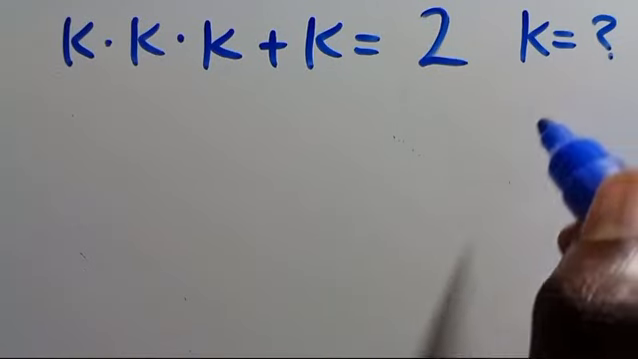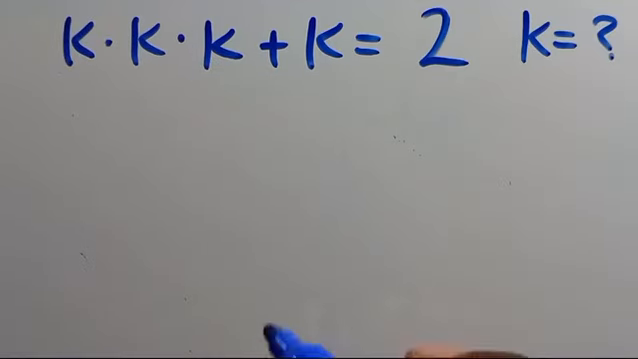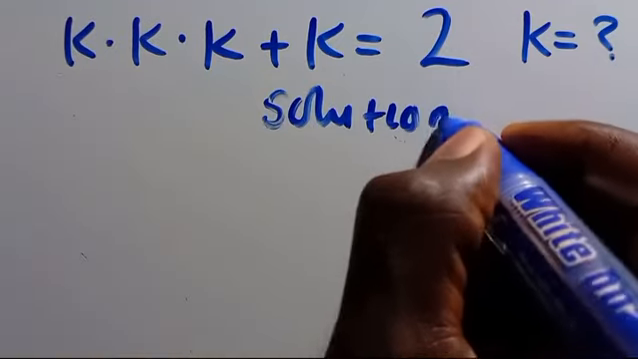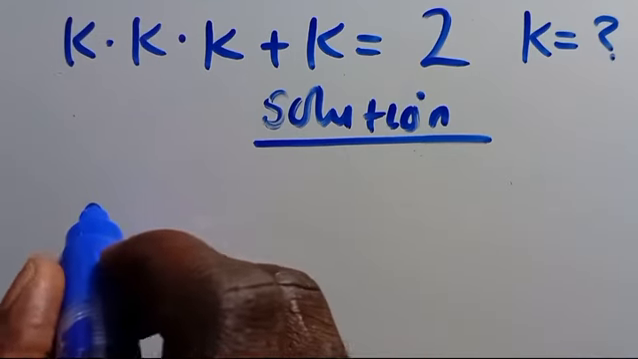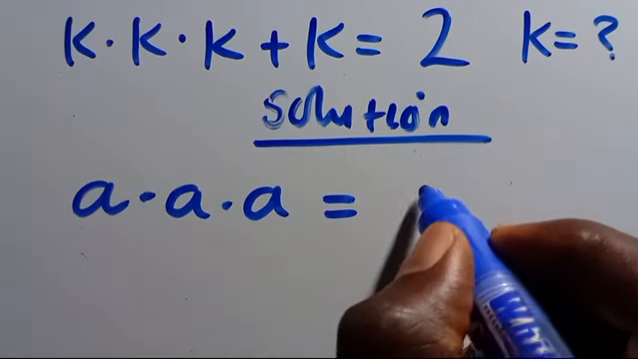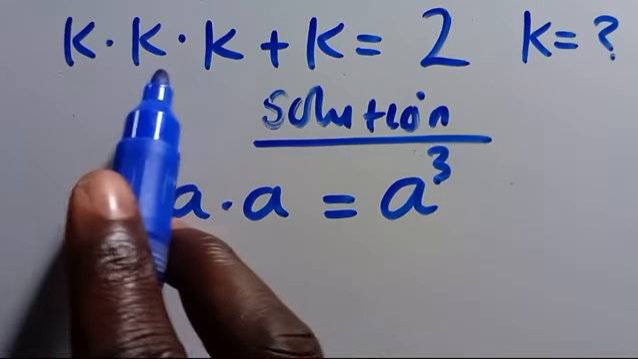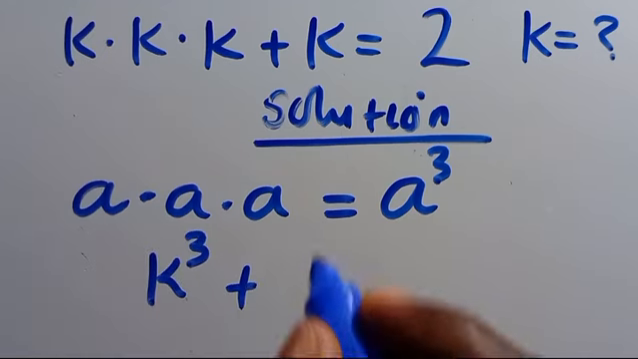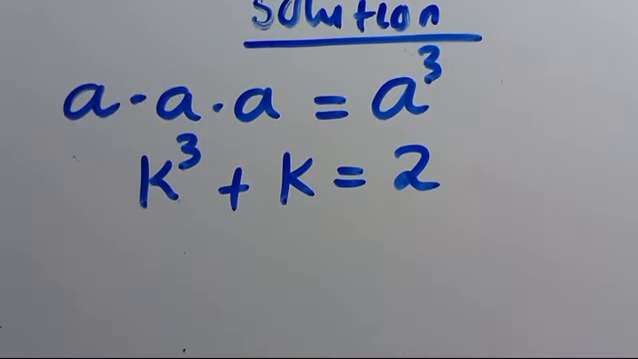What is the value of k? Given that k times k times k plus k equals 2. Recall that when we have a times a times a, it equals a to the power of 3. So when we have k times k times k, it will also be k to the power of 3, plus k equals 2.